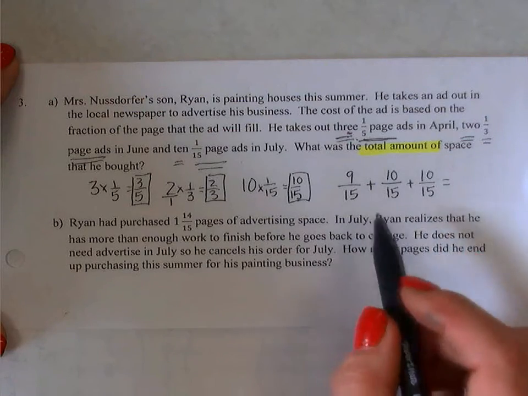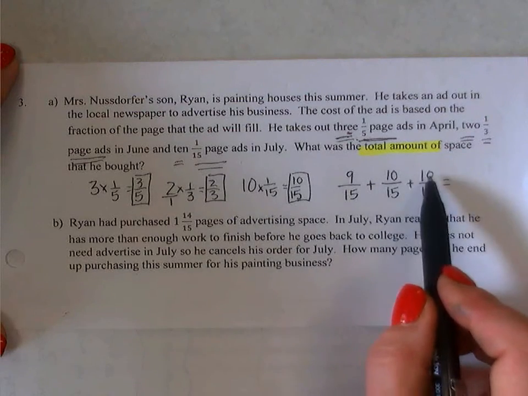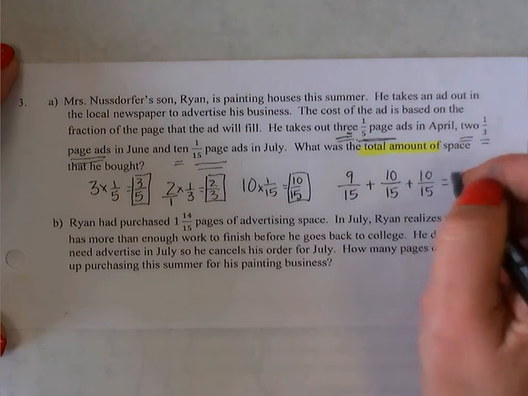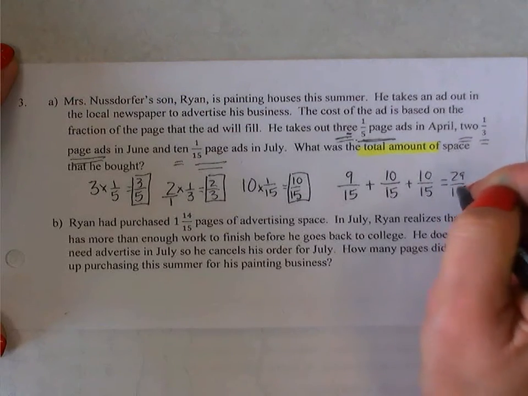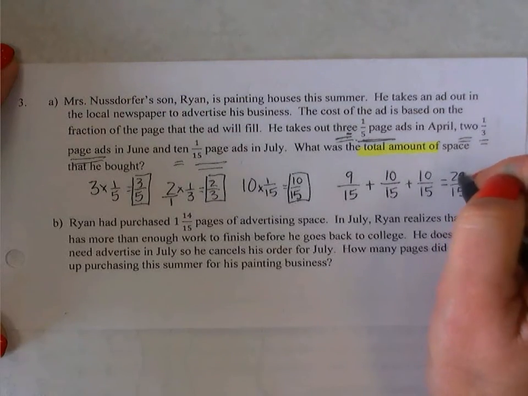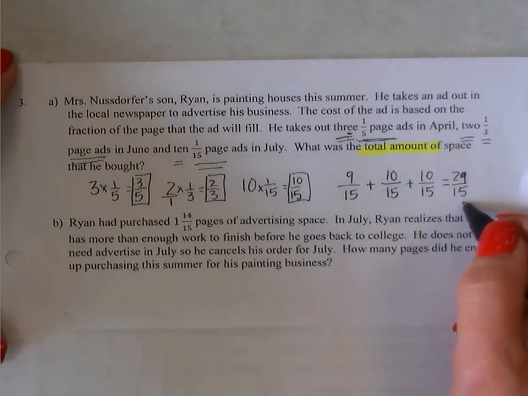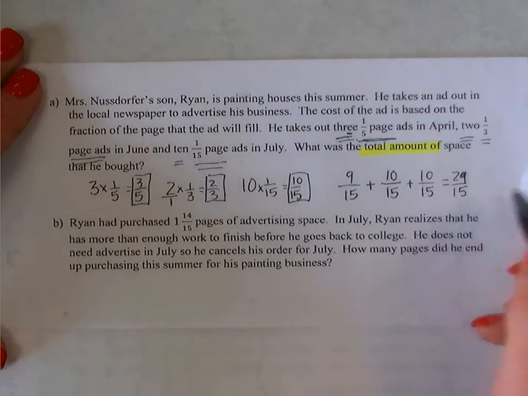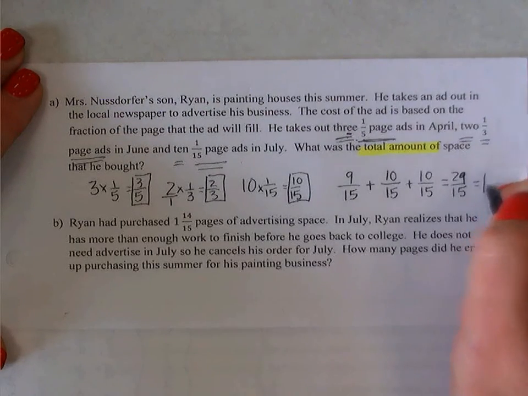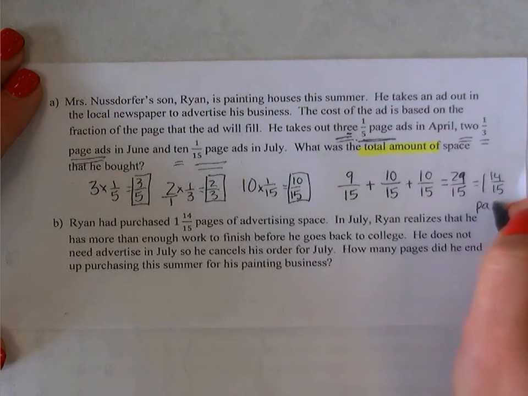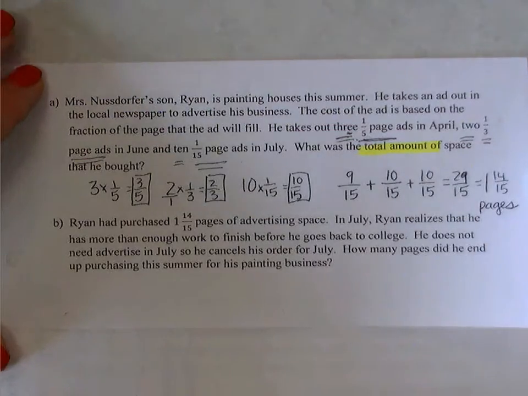I just have to add the numerators. 10 plus 10 is 20, plus 9 gives me 29/15. And this is an improper fraction. I don't want to leave it like that. That's not how we talk in everyday conversation. So we're going to turn it back into a mixed fraction. 15 goes in there once with 14 left over. So he's purchased 1 and 14/15 pages of advertisements.